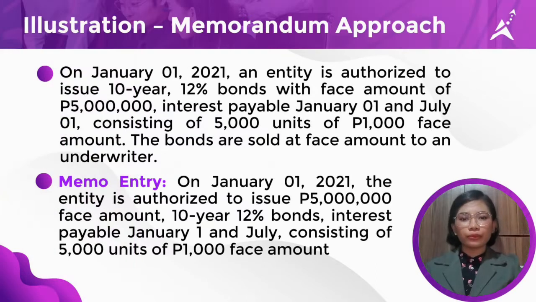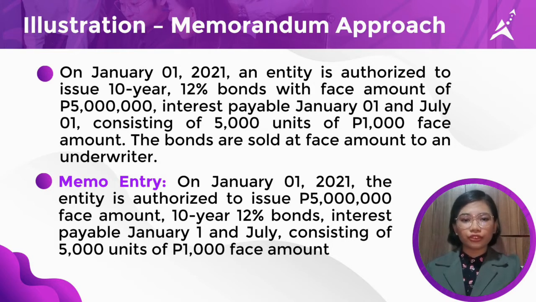First, the memorandum approach. On January 1, 2021, an entity is authorized to issue 10-year 12% bonds with face amount of 5 million pesos. Interest payable January 1 and July 1, consisting of 5,000 units of 1,000 pesos face amount. The bonds are sold at face amount to an underwriter. In memorandum approach, we don't have a journal entry for the authorization of the bonds. What we should do is to make a memo entry.